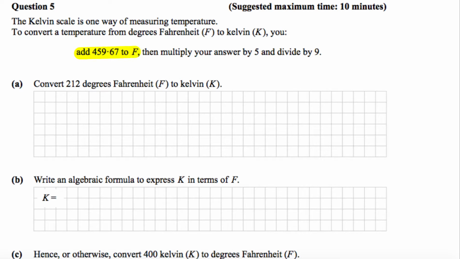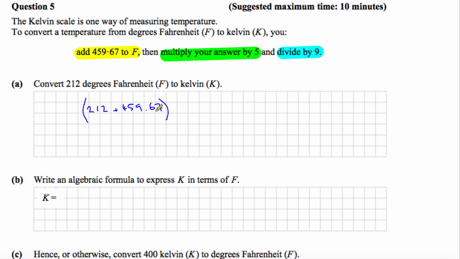So add 459.67 to F, multiply your answer by 5, and then divide by 9. So 3 stages for the conversion. So part A says convert 212 degrees Fahrenheit to Kelvin. Well, the first thing we're going to do is we're going to add the 459.67. So that's the first thing you would do.